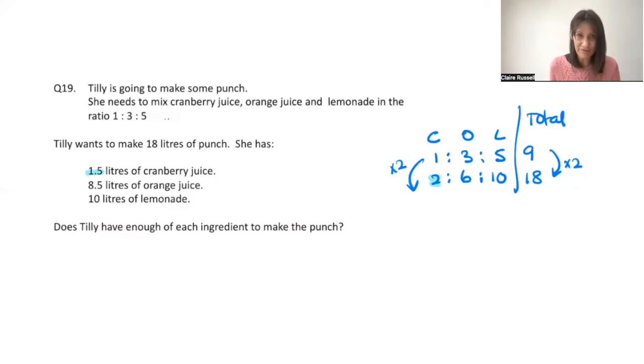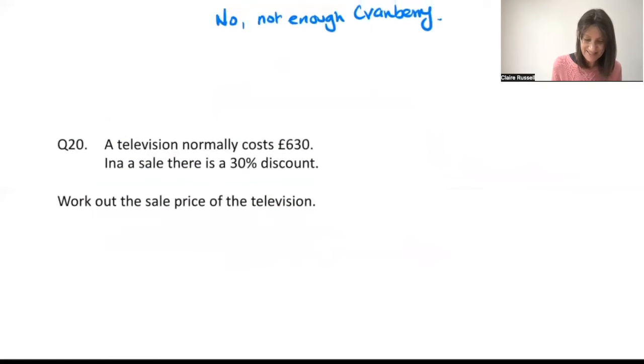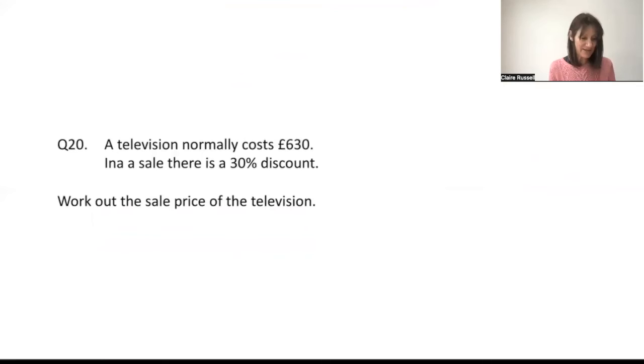I already can answer the question, but I want to answer it in full. So I'm going to double check everything. She has 8.5 and needs 6. So she's fine on the orange juice. She has 10 litres and needs 10 litres. So she's fine on the lemonade. It is just the cranberry juice that's the problem. So that's what we would write down. Does she have enough? No. Not enough cranberry. Okay? All right, next question. There it is. Hit pause and press play when you're ready.